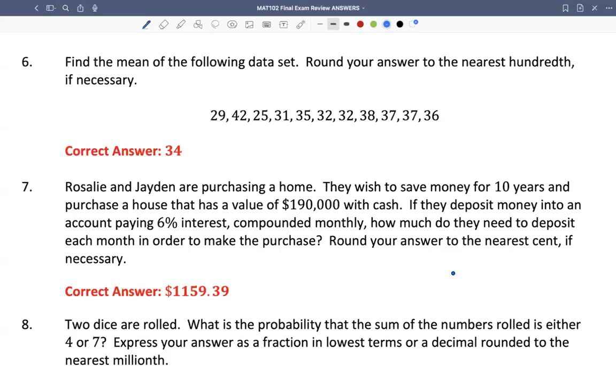Question 6. We want to find the mean of this data set. Remember, mean means average. Average means we just add up all those numbers, just add them.